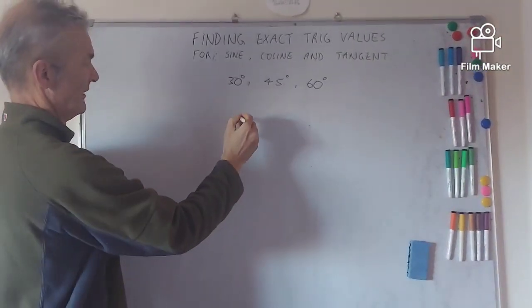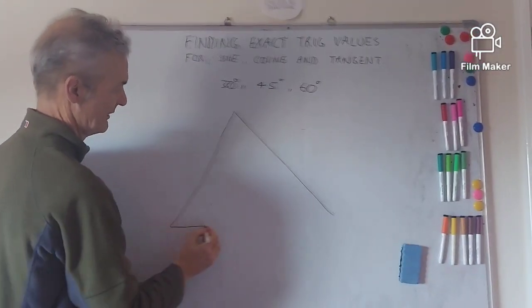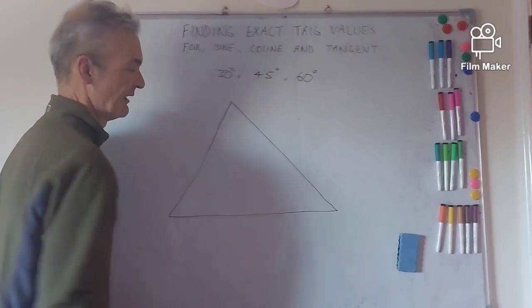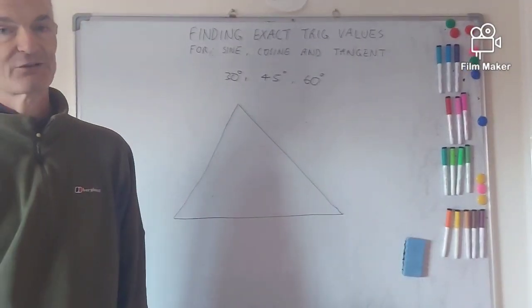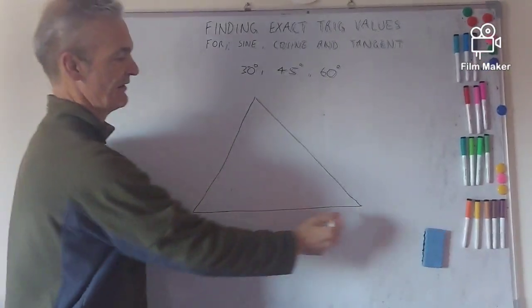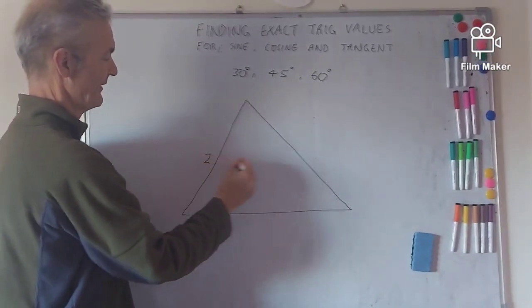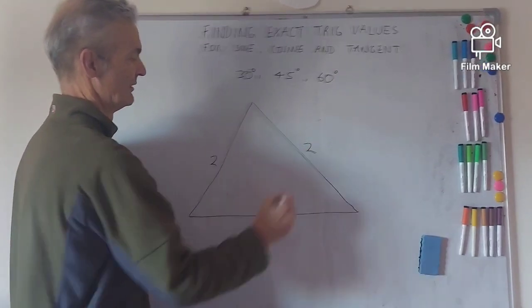Okay, let's take a triangle like so. Here I've drawn an equilateral triangle. So with an equilateral triangle, we know that the sides are all the same length. So I'm going to call these lengths 2.